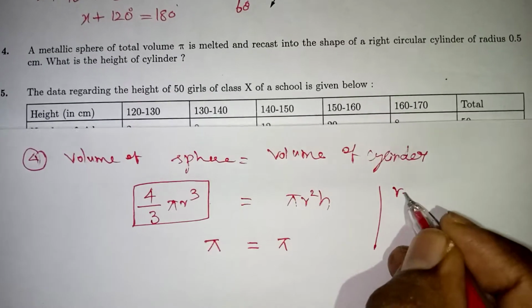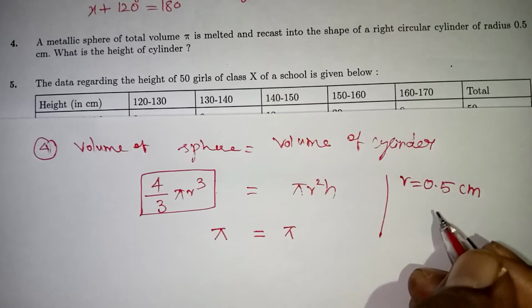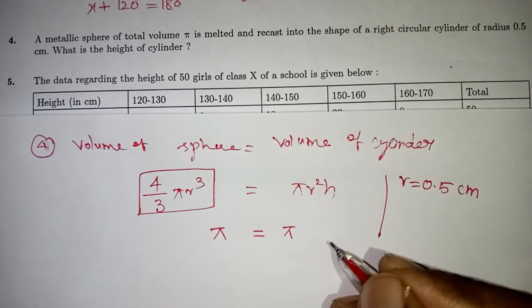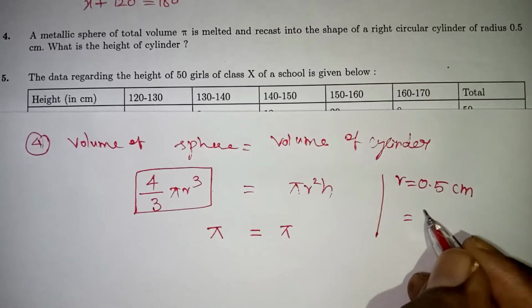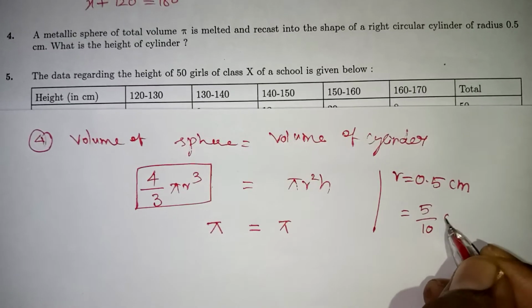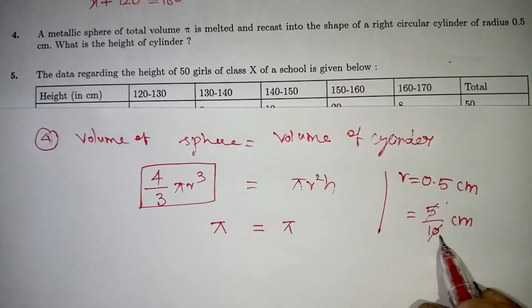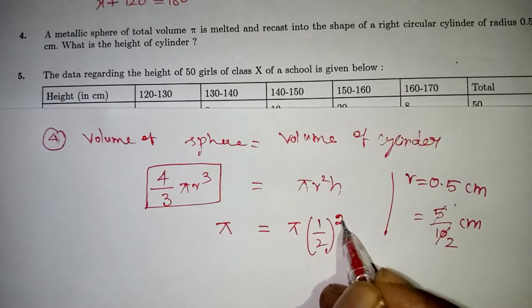For the cylinder, the r value is mentioned as 0.5 centimeter. Those who feel comfortable with decimal multiplication can go further directly. I feel with a fraction it's easy. 0.5 can be written as 5 by 10 centimeter. So r squared, I can write it as 1 by 2 the whole square, that is my radius value.